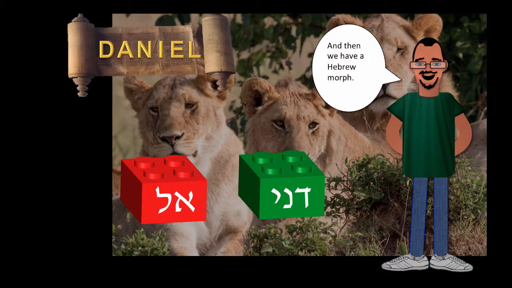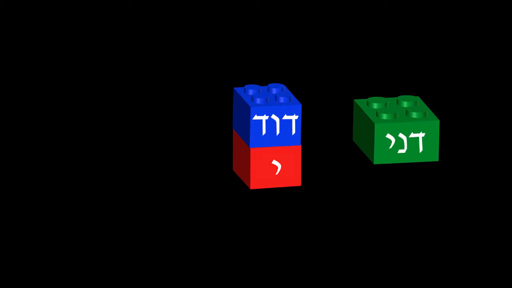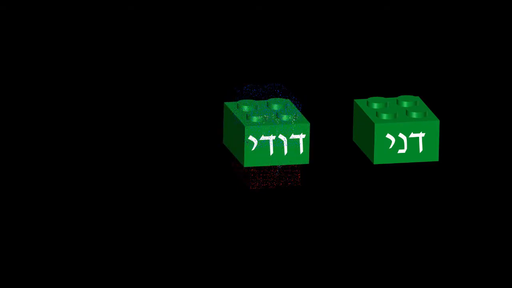Yes, that's right, Dan. We have a Hebrew morph. And notice here how it comes together, and we have Dani, even though it's not in the Bible just like that. But I just wanted to show you that concept. We've seen it again with David. And there we have Dodi. I know that you're thinking it's a David, and then we have Dodi.